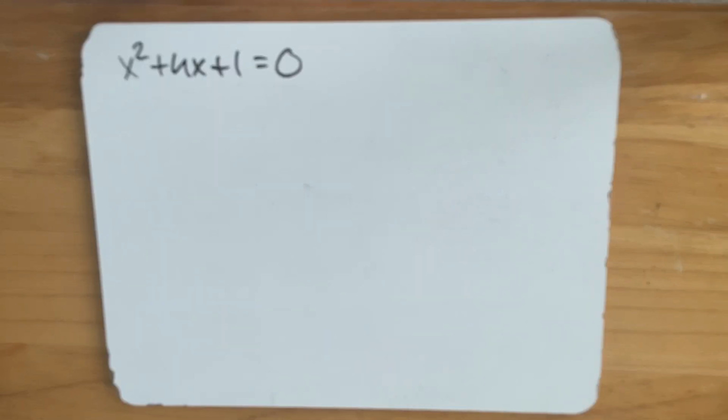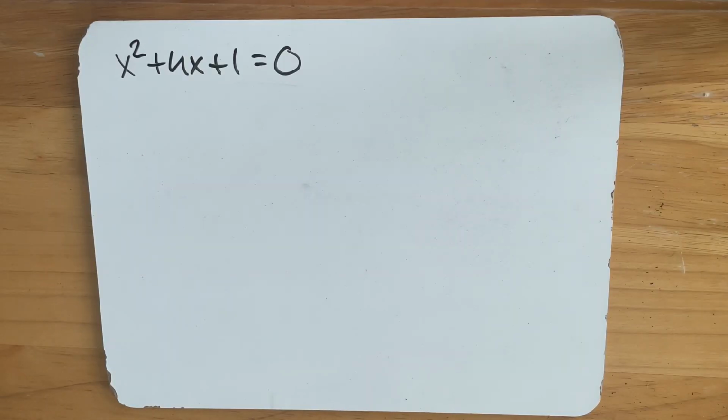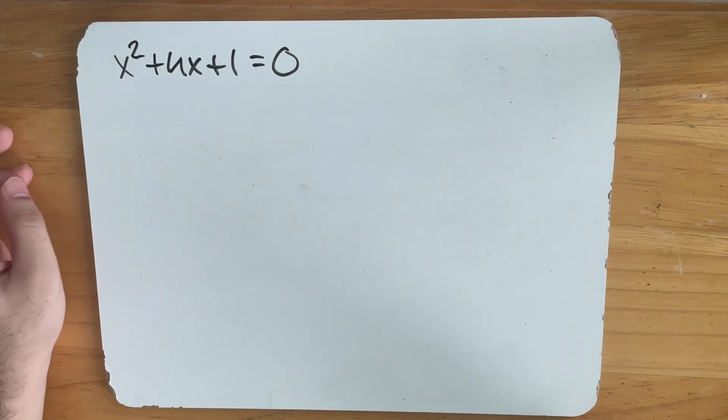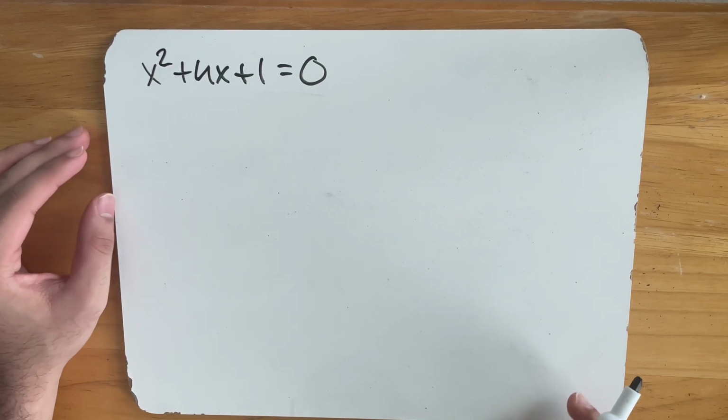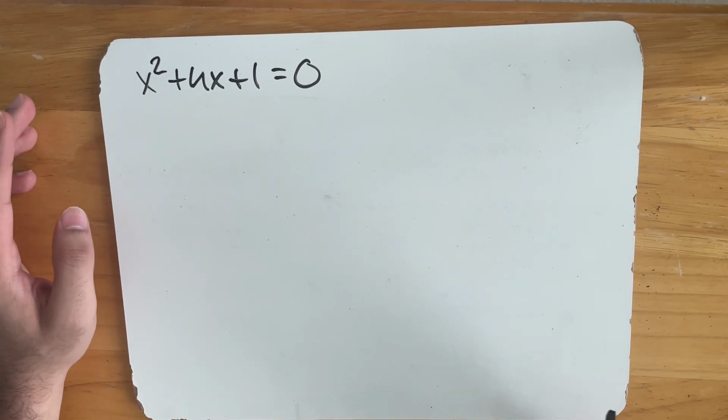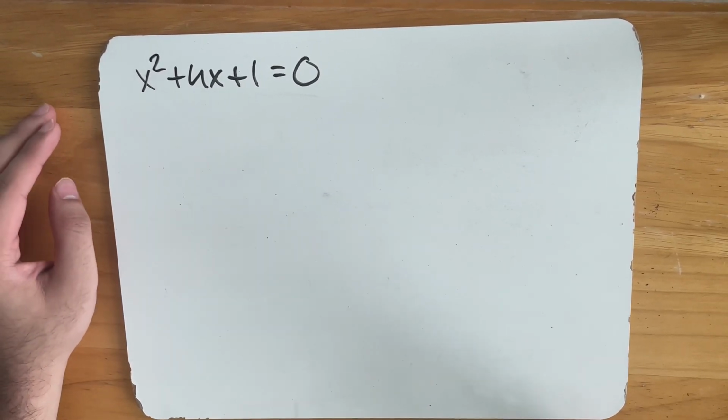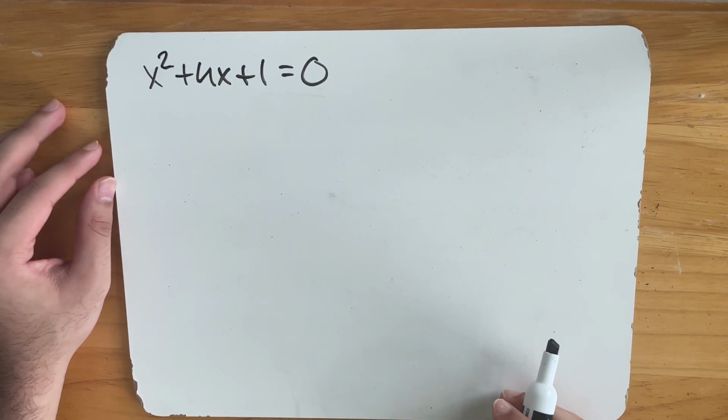Alright, so in this video we're going to be talking about solving quadratics by completing the square. So we have a quadratic right here, x squared plus 4x plus 1 is equal to 0. Now, looking at the title of the video, you can probably guess that the quadratic's not factorable. And you can verify this for yourself by pausing the video and just trying to factor it. You'll see that you can't do it.